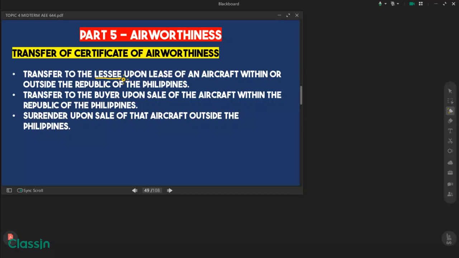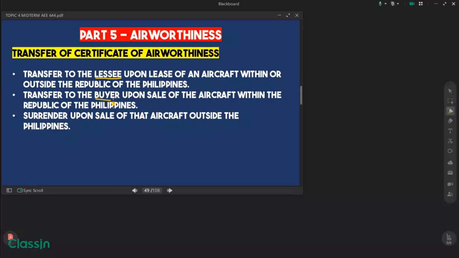Sabi dito, ang Certificate of Airworthiness ay kailangan pong i-transfer sa taong magre-rent ng certain aircraft within or outside the Republic of the Philippines. For example, may nag-rent kay Cebu Pacific ng certain aircraft o Airbus A320 na ganun. So, kailangan yung Certificate of Airworthiness from Cebu Pacific ay kailangan nilang i-transfer dun sa magre-rent sa kanila within or outside the RP natin. Ibig sabihin, kahit man ito ay nag-rent, ay gagamitin sa loob ng Pilipinas or sa labas, kailangan i-transfer ng Cebu Pacific or a certain airline yung Certificate of Airworthiness sa mag-rent sa kanila in the long term. Okay?